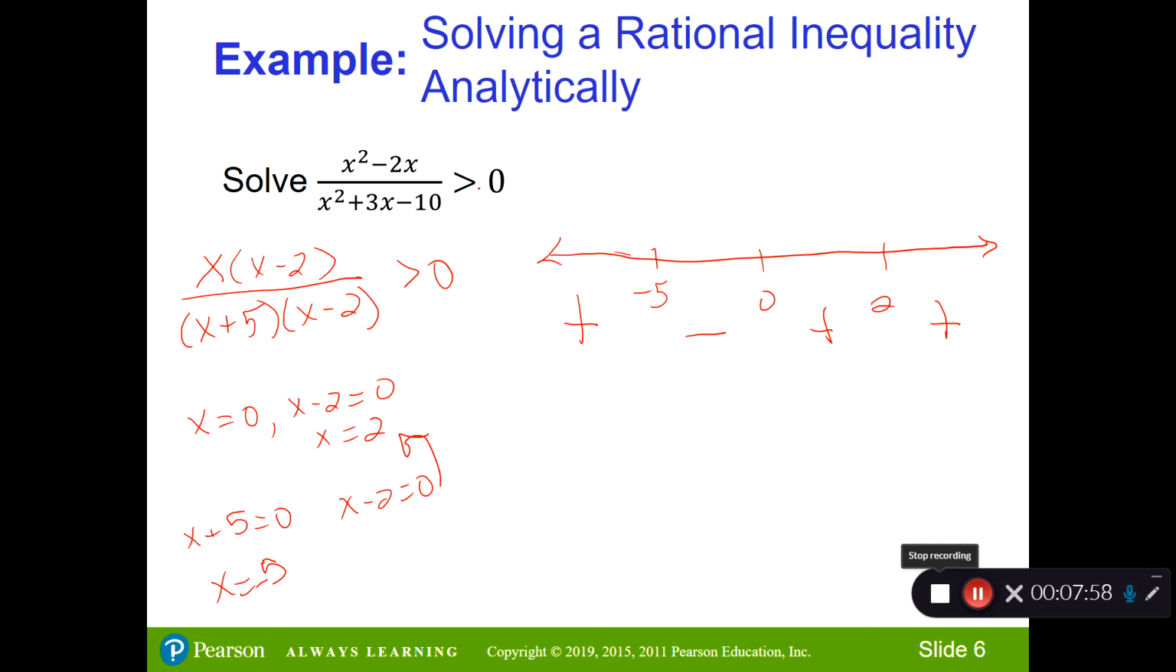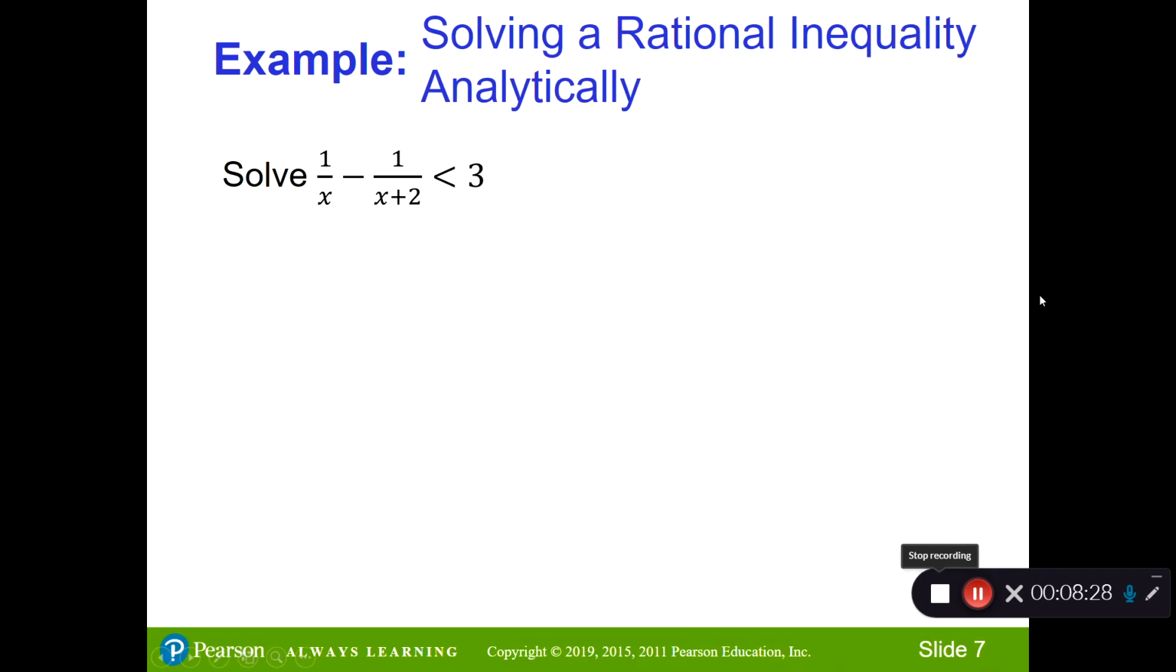All right, we wanted strictly bigger than 0. So that happens here and here. And since there's no equal sign, we don't include the endpoints. So negative infinity up to -5, union 0 to 2, union 2 to infinity. Why did we break it at 2? Because remember, we're undefined there, so we're not including that as part of the solution.